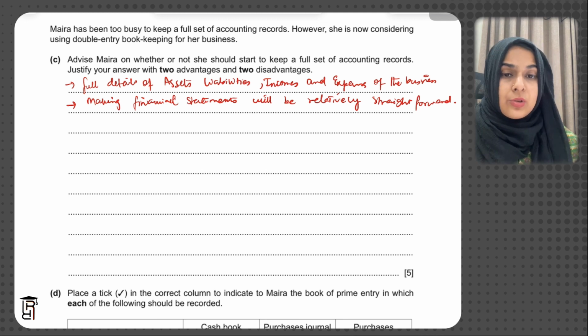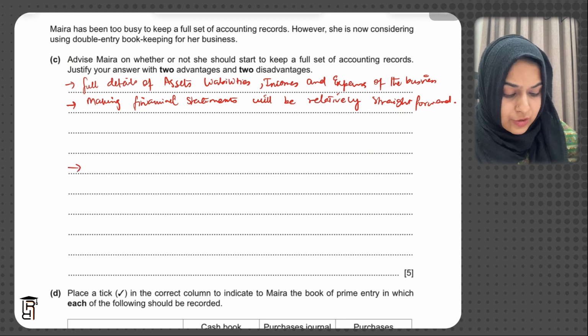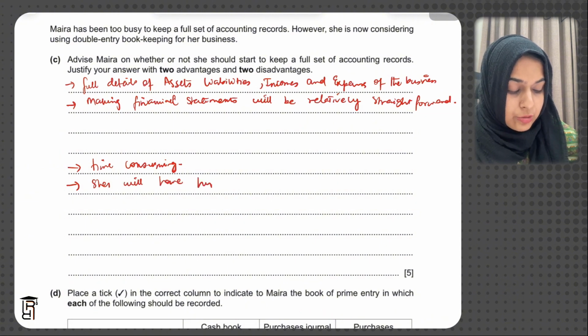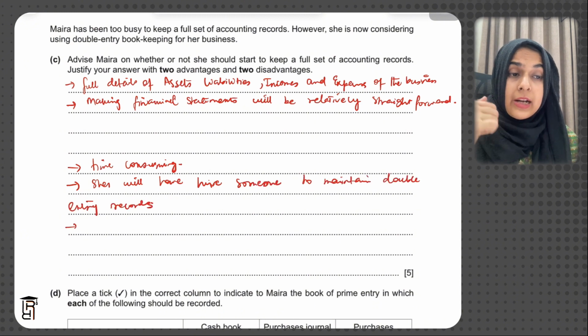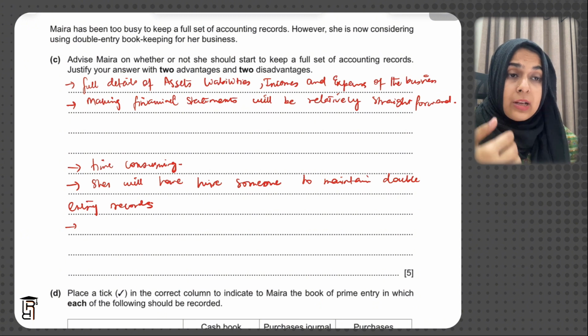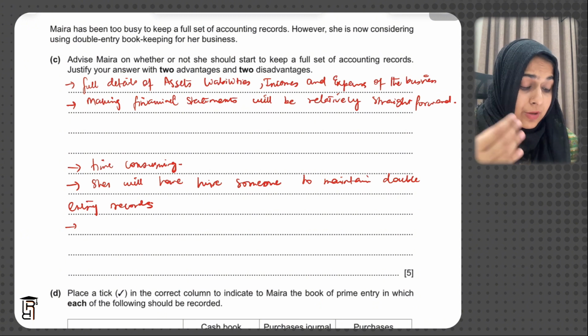Also, the disadvantage would be that it is time consuming. So maintaining double entry records would be time consuming. And if she doesn't know it herself, she'll have to hire an accountant. So she will have to hire someone to maintain double entry records. Also, if she hires someone, that'll be an additional expense of the business. So she'll have to pay them. So profit will reduce because of that.